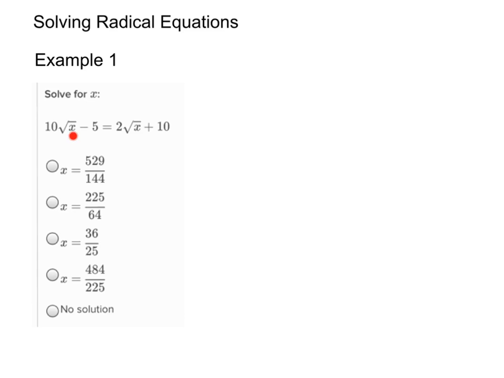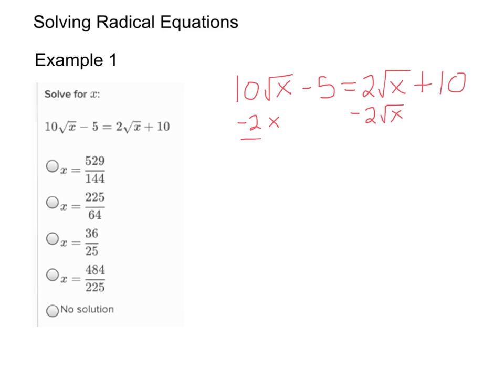We're trying to figure out what we can put in for x to make the left side equal to the right side. Well, let me rewrite the equation so that I can work with it some. So I've got 10 square root of x minus 5 equals 2 square root of x plus 10. Well, I can see that this square root of x is a like term with this one, so I'm going to subtract 2 square roots of x from both sides.